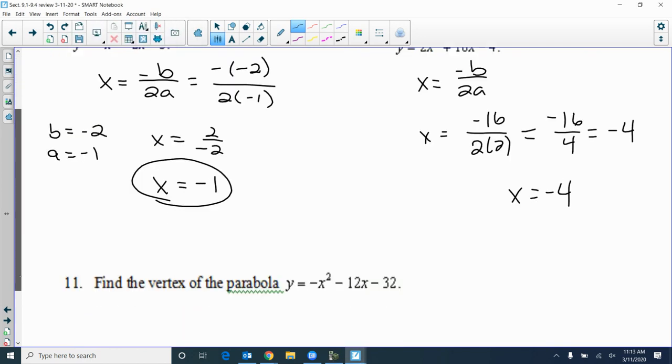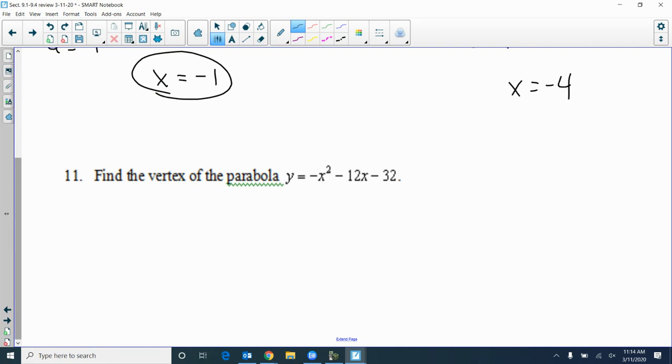All right, so we gotta do number 11. Find the vertex of the parabola, y equals -x squared minus 12x minus 32. Brittany, how am I gonna do this? You take 12 and 32 and you factor them, because you're doing that on your test. Oh, Mia, that's fine. We do x equals -b over 2a, and then after we get the x, we plug the x in for everything, and we get y.